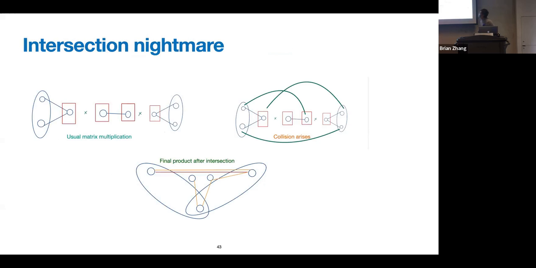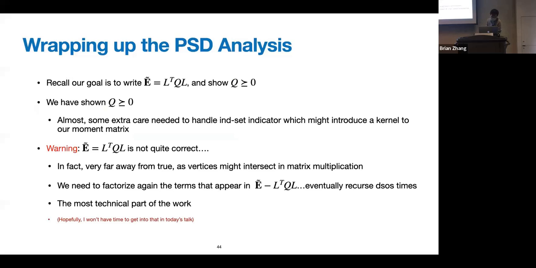For example, we ideally want to decompose the shape we have using this tree multiplication. However, vertices might collide with each other, and that introduces an annoying issue. I'm not going to get into that. This is usually the most technical part of the work. And let me wrap up my talk here.